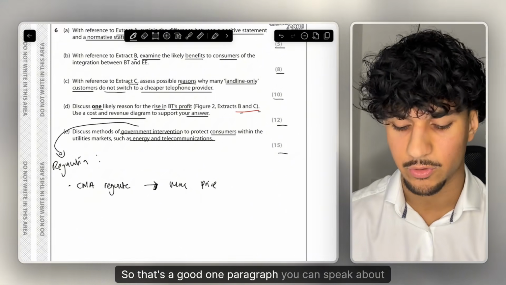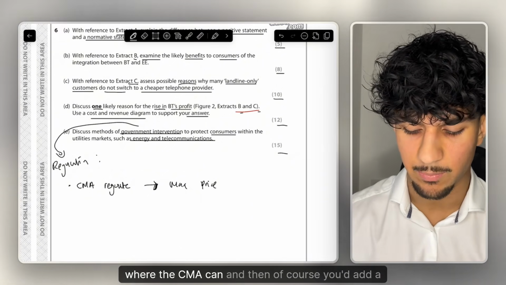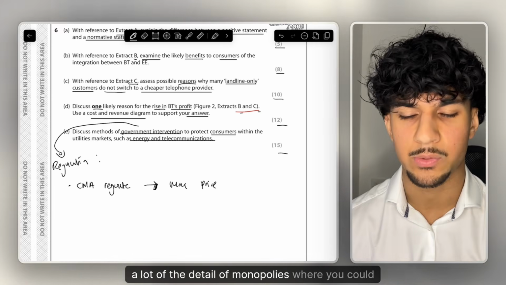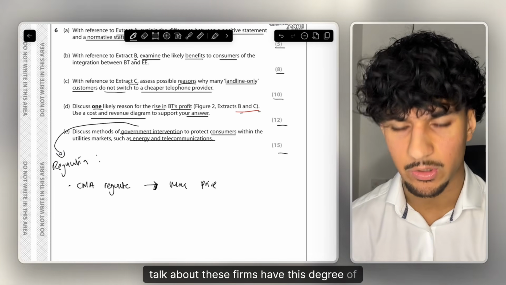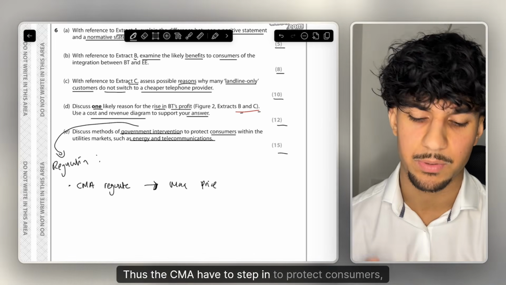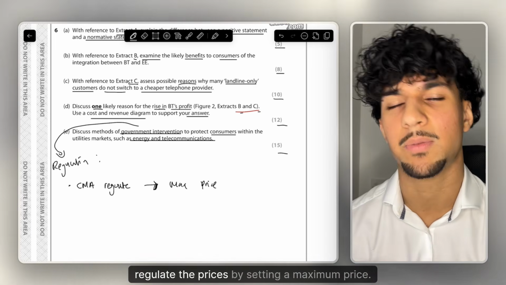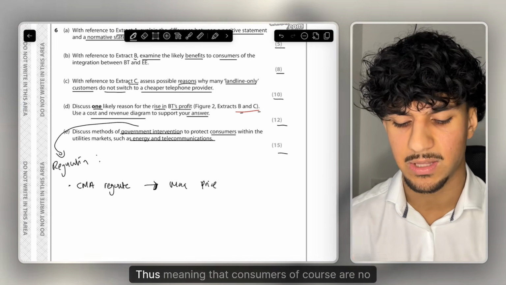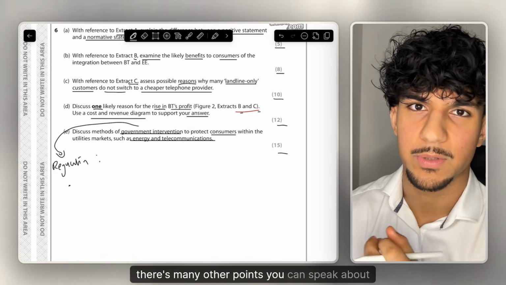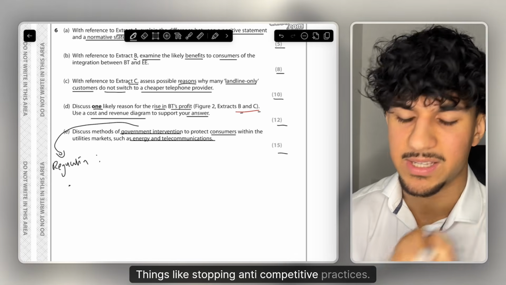So that's a good paragraph you can speak about, where the CMA can step in, and then of course you'd add a lot of the chain of analysis, a lot of the detail of monopolies, where you can talk about how these firms have this degree of monopoly power, they're able to exploit consumers, thus the CMA have to step in to protect consumers. They regulate the prices by setting a maximum price, thus meaning that consumers, of course, are no longer being exploited. There's many other points you can speak about here, things like stopping anti-competitive practices.